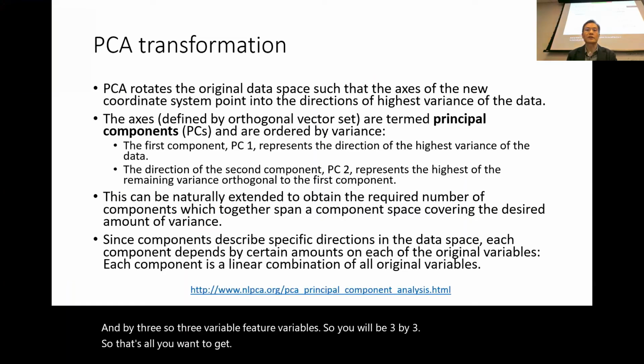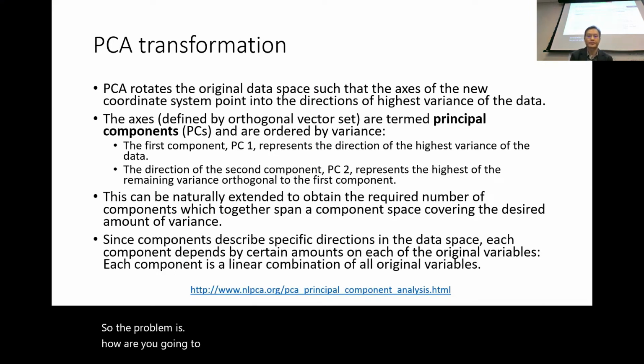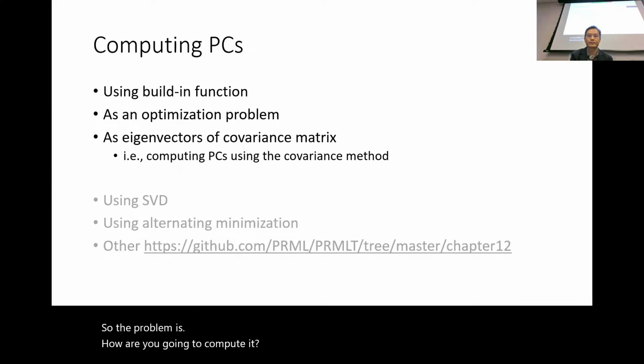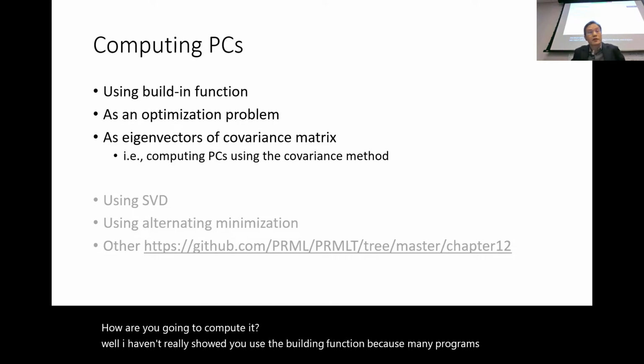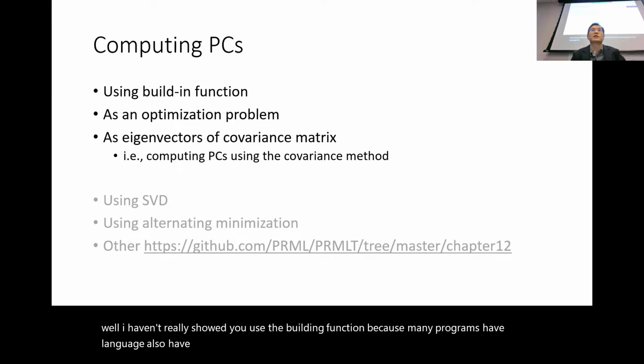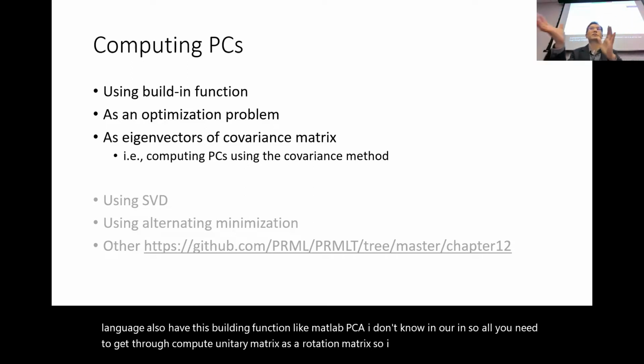So now the problem is, how are you going to compute it? Well, I have already showed you, you use a built-in function, because many programming languages have this built-in function, like MATLAB's pca. I don't know about R. All you need is to compute the unitary matrix and the rotation matrix, so I know how I can rotate my original data.